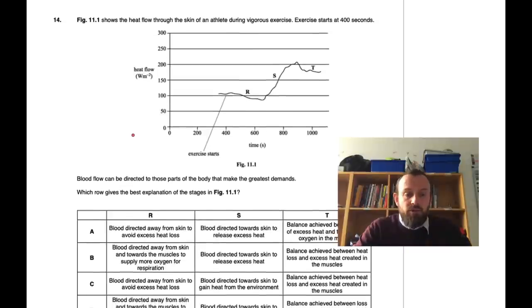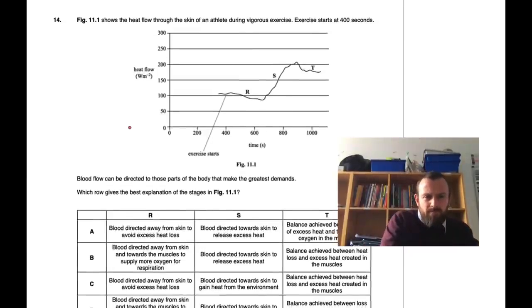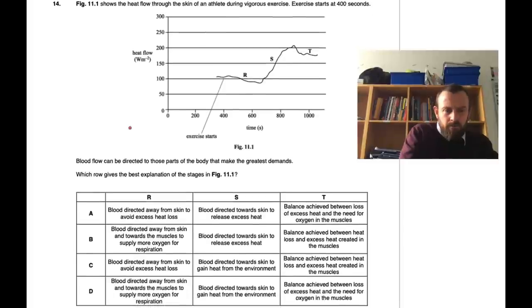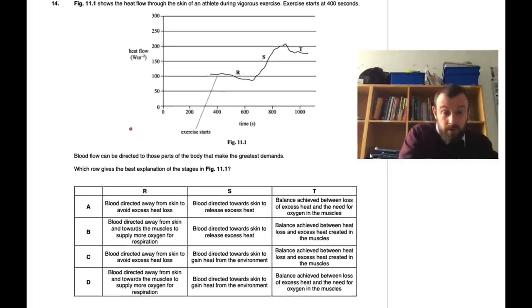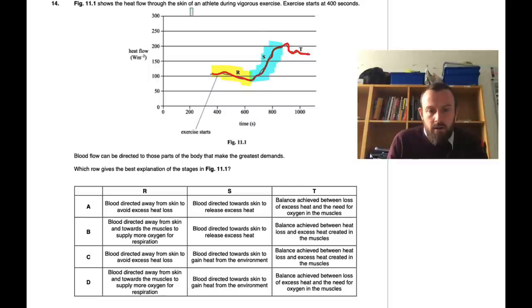Moving on down to 14. Let's zoom out a little bit. Okay, so this is exercise starting and heat flow through the skin. I'm going to go over it here so we can see it a bit more clearly. Which row gives the best explanation of the stages R, S, and T? Let's highlight this. So R, S, and T.